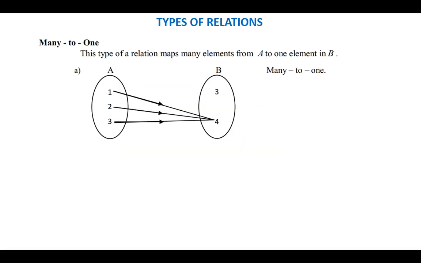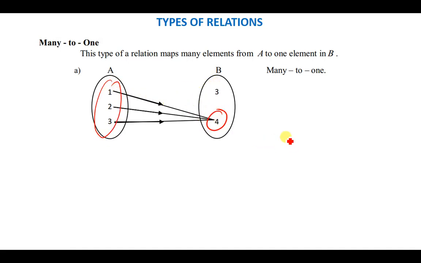Okay, so let's begin. Types of relations: we have what is called a many-to-one. A relation is simply a mapping from one set to another. You can see we have one set here, which is the set of the domain, and then we have set B, which is the set of the range. Here we have many elements in the domain being mapped onto one element.